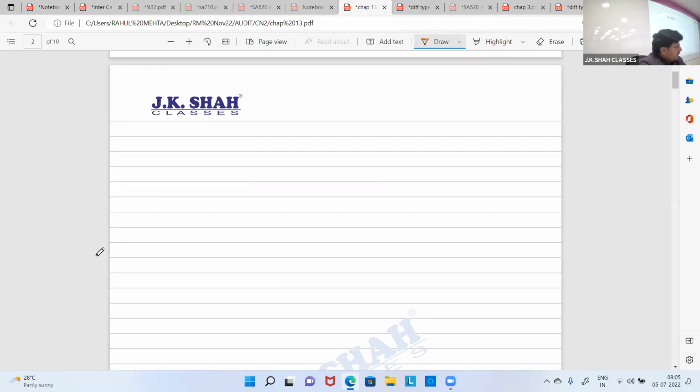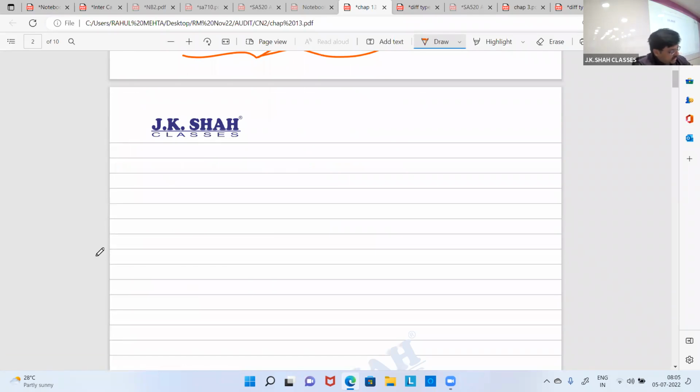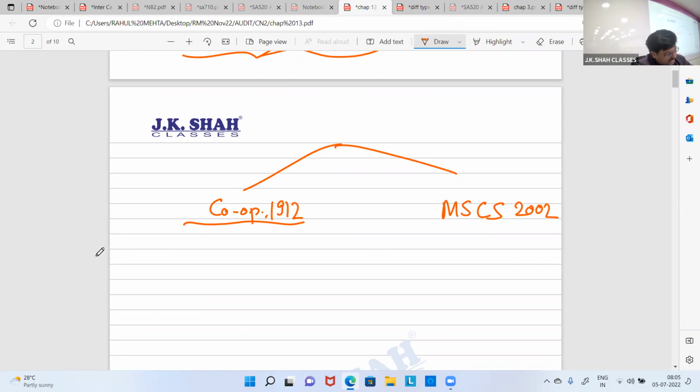Okay. Next, what we have are two related questions. One is on cooperative society, the other is on multi-state cooperative society. Now, when you talk about the cooperative society and the multi-state cooperative society, this is covered by the year... anybody? 1912. This is covered by the year 2002.